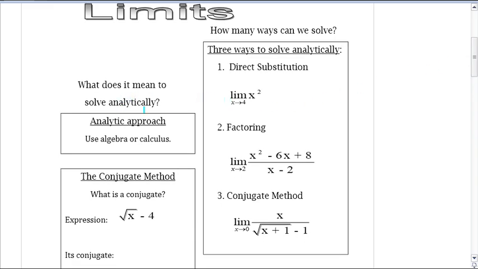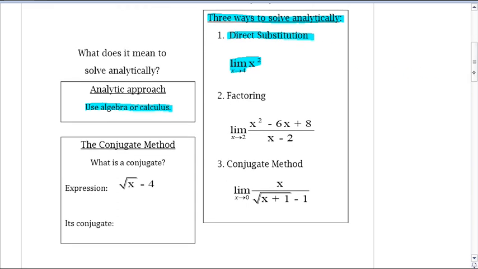Remember that the analytic approach is where we're simply using Algebra 1 or 2 and calculus. In terms of how many ways we can solve analytically, there are three basic ways. The first one is called direct substitution. Very simple. We just simply plug in what x approaches into the function, and then you solve, meaning using a little bit of arithmetic.